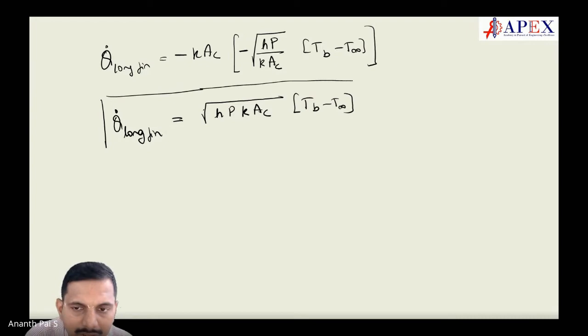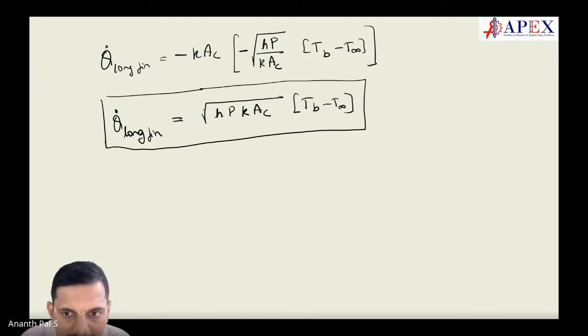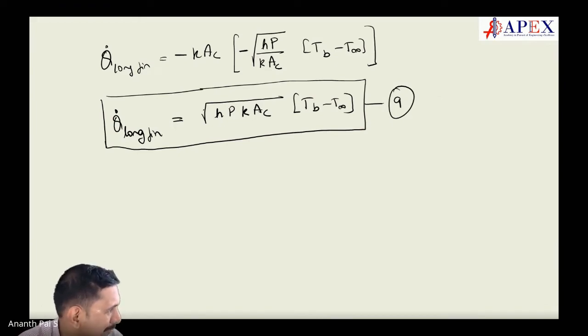Most of the GATE questions go with these equations. Most of the fins which come in GATE are the long fin only. That's the easiest one, and the calculation is less. So they generally go with the infinitely long fin. Most of the questions that come in GATE are on the infinitely long fin. Makes sense?